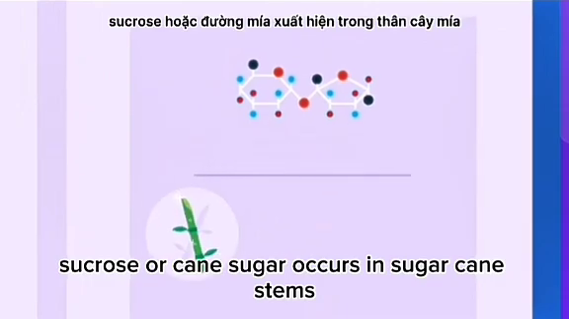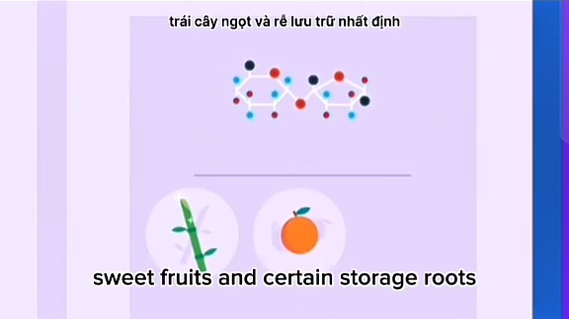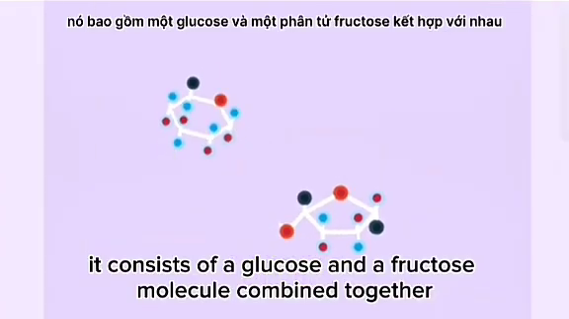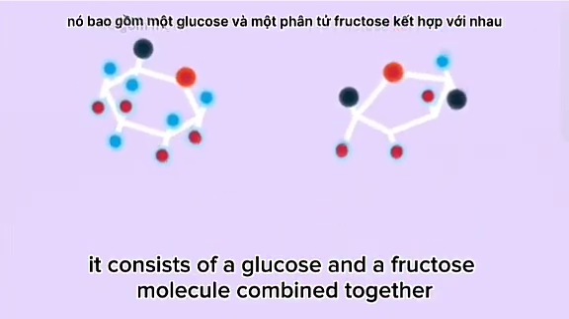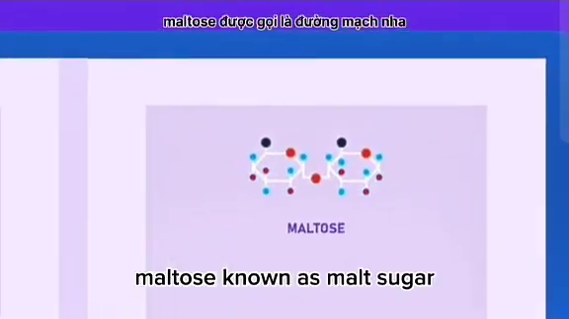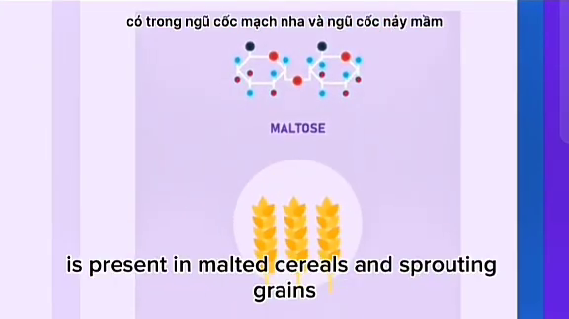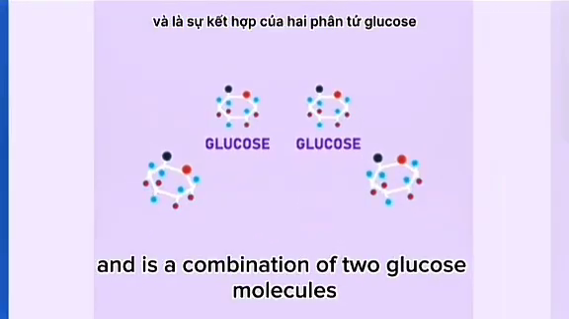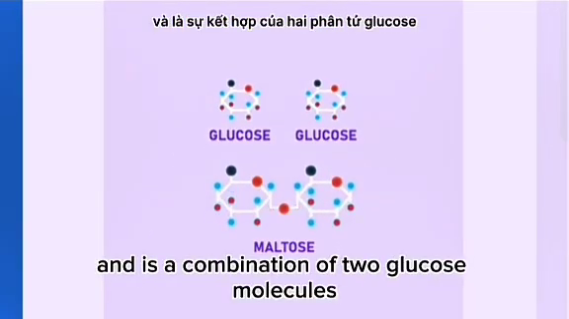Sucrose, or cane sugar, occurs in sugar cane stems, sweet fruits, and certain storage roots, for example, carrots. It consists of a glucose and a fructose molecule combined together. Maltose, known as malt sugar, is present in malted cereals and sprouting grains. It is formed from the partial digestion of starch and is a combination of two glucose molecules.